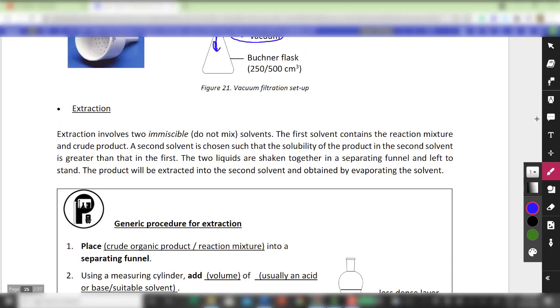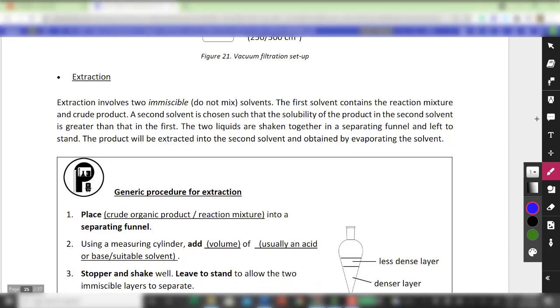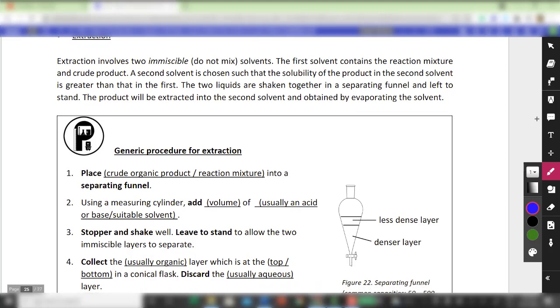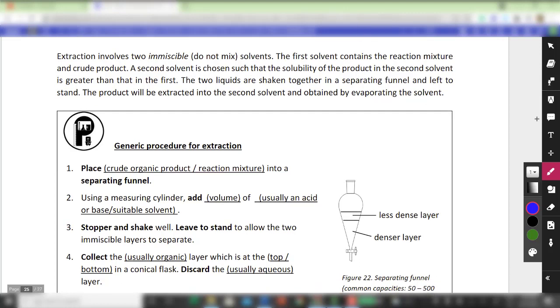Okay, so extraction. Usually we will use a separatory funnel for extraction. Again, we will try this experiment or a similar experiment in JC2. A separatory funnel allows separation of two liquids, one denser than the other, which do not mix. So there will be two layers here. The less dense layer is usually the organic layer, and the denser layer is the inorganic layer, or the water, or the aqueous layer.